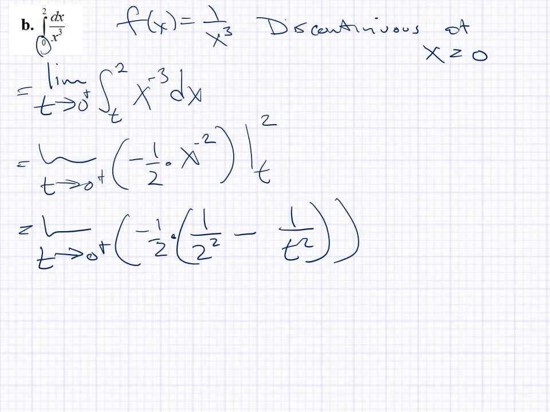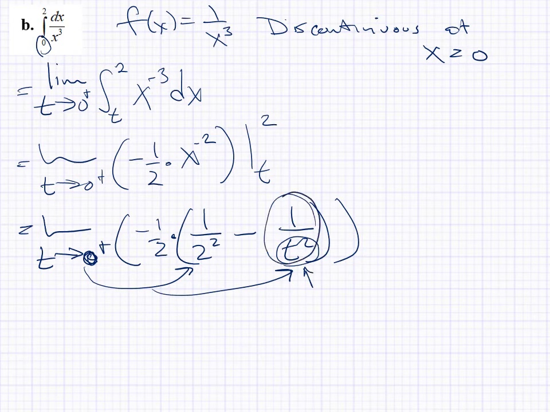So as far as t going to 0 goes, this one right here is not affected by it. This is the problem. Now t is going to 0 from the right. t is not 0. t is approaching 0. Because you would look at this and go, well, the denominator can't be 0, so we can't do it. But no, the denominator is approaching 0. So if this denominator is approaching 0, what's happening to the whole fraction? Well, it's going to keep getting bigger and bigger. As the denominator gets smaller and closer to 0, the whole fraction gets bigger. So we have this negative 1/2 times 1 over 4 minus infinity.